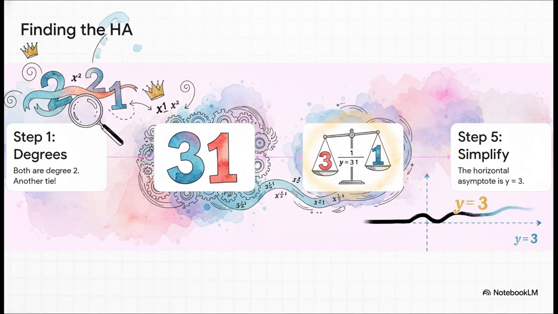Now, here is a super important detail to watch for. See how the denominator just says x squared? Remember, there's always an invisible 1 in front of it. That's a classic spot to make a mistake. So, our coefficients are 3 and 1. That makes our ratio 3/1, and our horizontal asymptote is y equals 3.